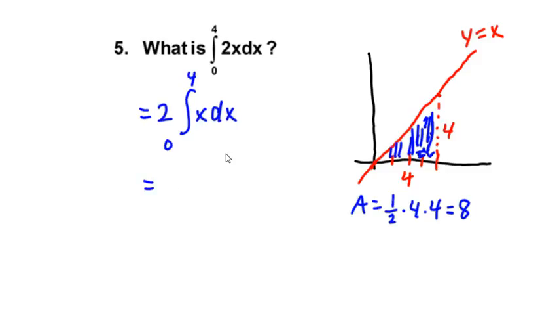So that's the integral from 0 to 4 of x dx, and so we have 2 times 8, which equals 16. So 16 is our answer to problem number 5.